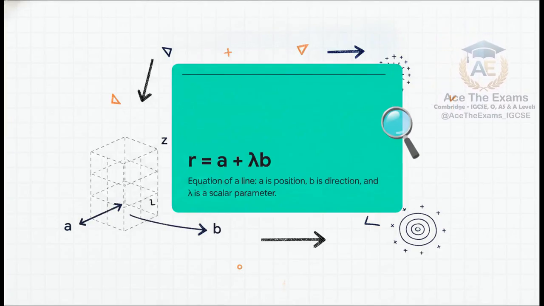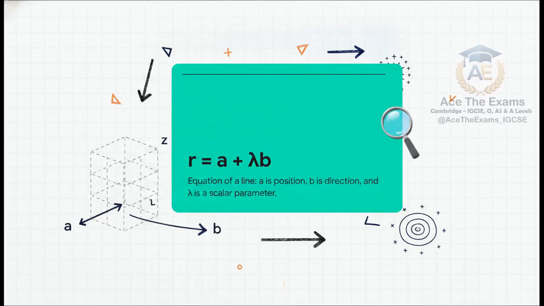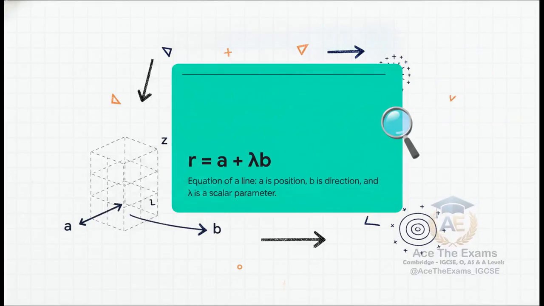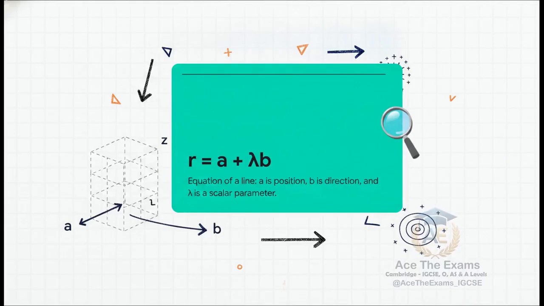Think of r as any general point on your line. It's your destination. The a in the equation, that is your position vector. Imagine a as your anchor, your starting base camp in 3D space. It just gets you onto the line. Then you have b, your direction vector. This is your compass heading. It establishes the exact trajectory the line is traveling in.